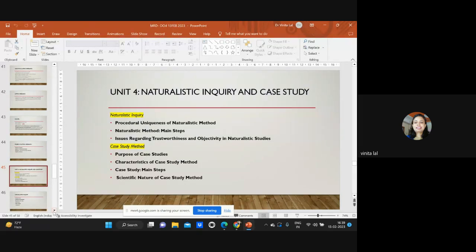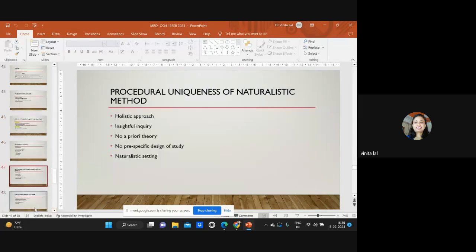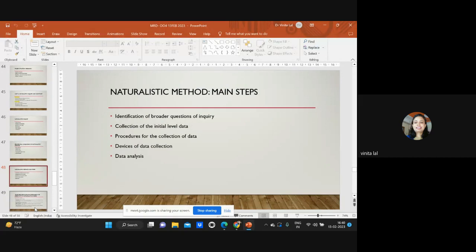So next is the procedure, unique naturalistic method. These are approaches like the holistic approach, insightful inquiry, no a priori theory, no pre-specified design of study, naturalistic study. Another one is the naturalistic method. These are the main steps I have told you.